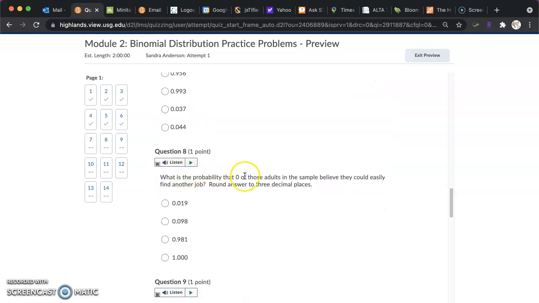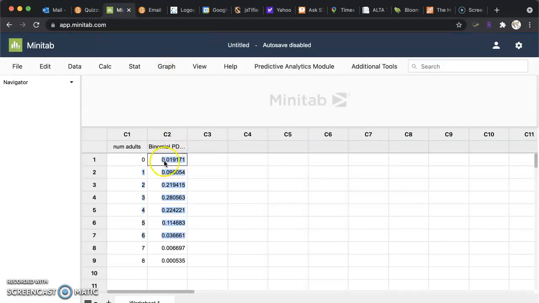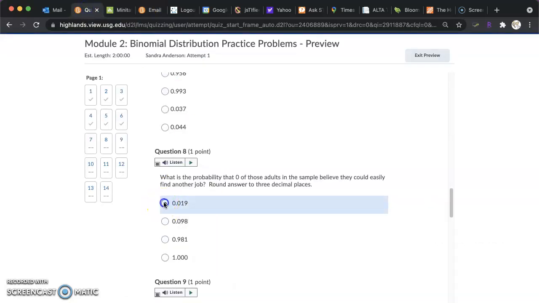What is the probability that 0 adults? So what is the probability of 0? Rounded to 3 decimal places, it's 0.019. I hope this video helps you. Make sure you pay attention in the video if it says more than, less than, or no more than. You can draw yourself a number line to help you out with those as well.